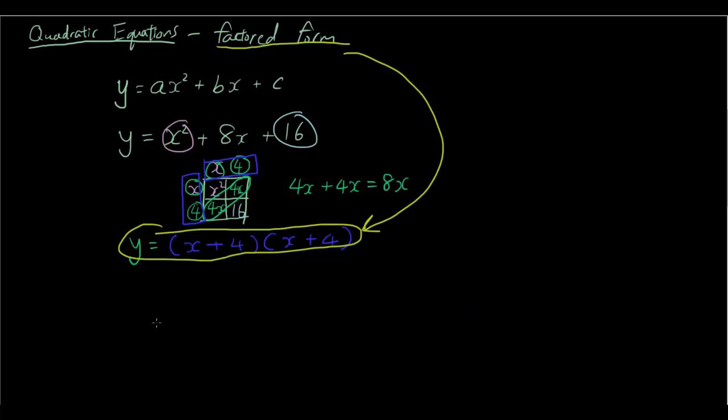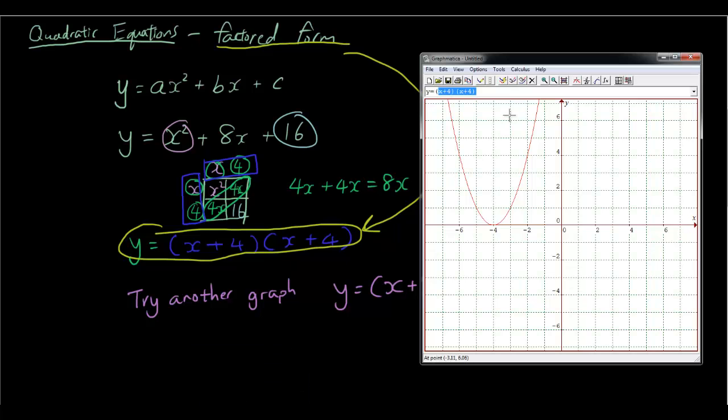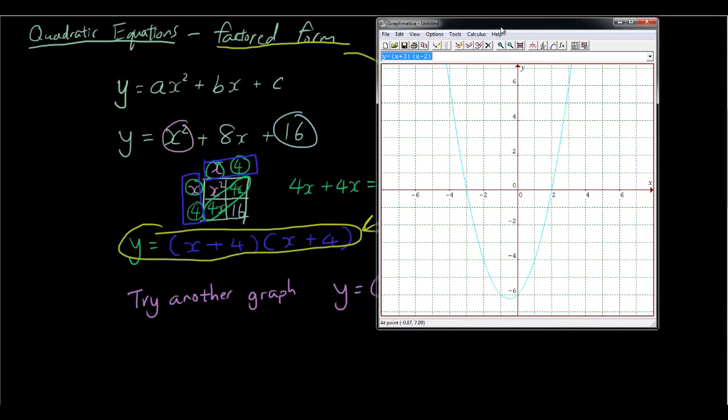So let's try another graph. Let's try y equals x plus 3 and x minus 2. So if you draw that graph here, I'll just delete this one. So y equals x plus 3 and x minus 2. You can see that the graph has x-intercepts at 2 and negative 3.